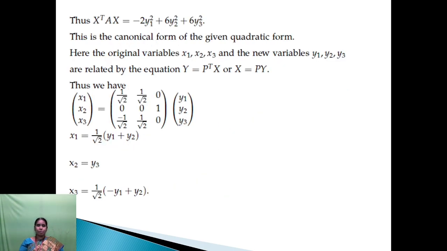Thus, x transpose Ax is this thing, which is nothing but the canonical form of the given quadratic form. Thus, we have x1, x2, x3 equal to this thing, which implies x1 takes the value of half into y1 plus y2, x2 takes the value of y3, and x3 takes the value of 1 into this thing. Thus, we have x1, x2, x3 is nothing but P into the y matrix. Thus, we reduced our quadratic form to a canonical form.